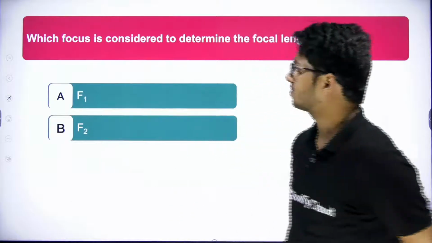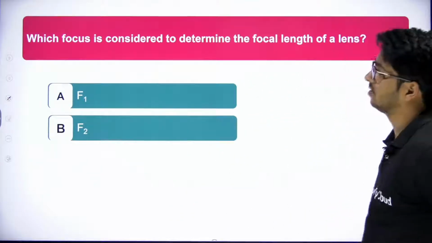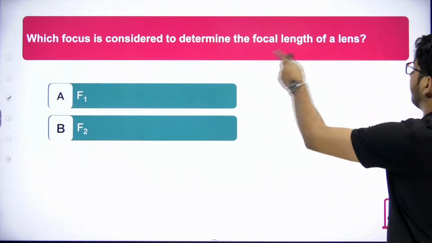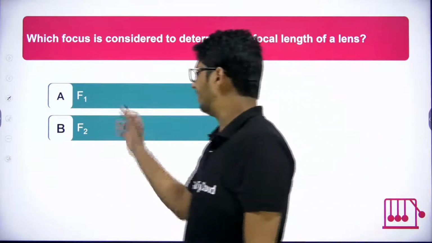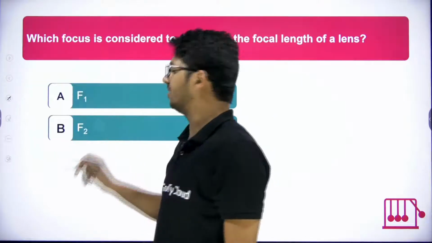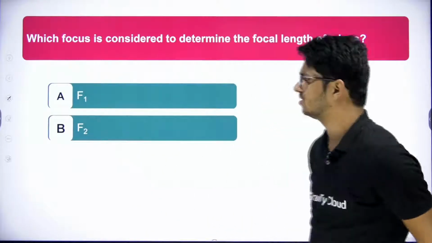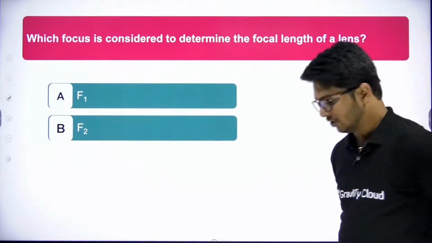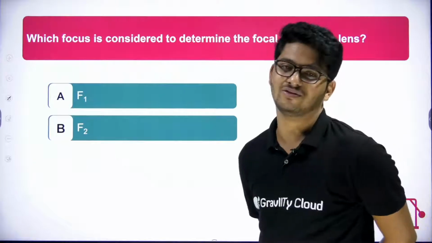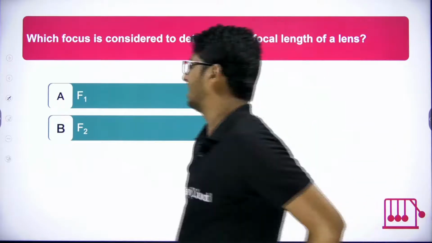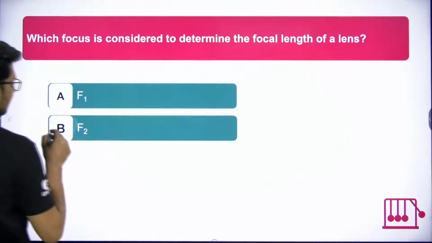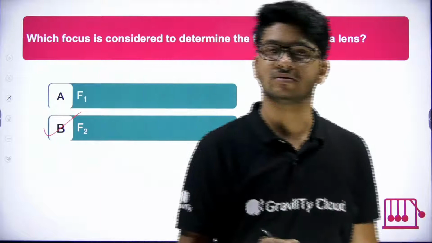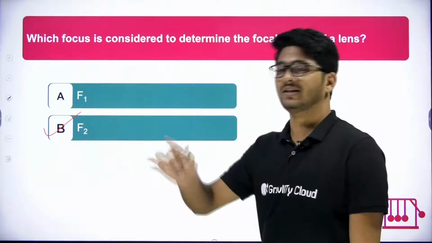This question is very basic, but again very important. Which focus is considered to determine the focal length of a lens? F1 and F2, that is the first principal focus and the second principal focus. A simple, straightforward question. If you remember, you can answer. If you don't, you cannot. The correct answer is F2. You always consider the second principal focus for focal length, to get the sign of focal length.